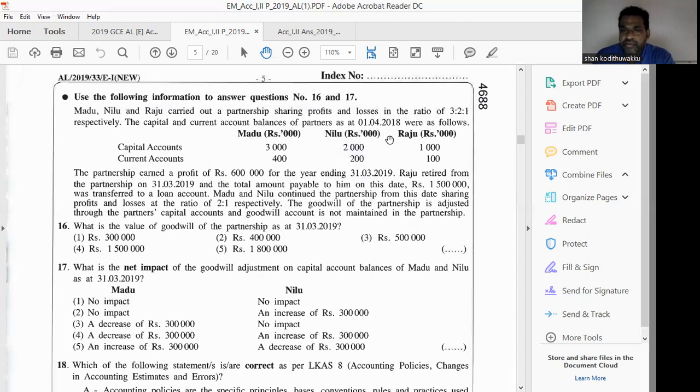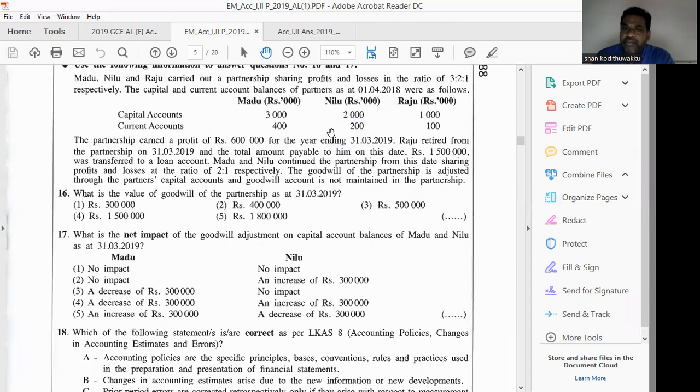Earlier we credited 600 to Nilu. Now depending on the new profit sharing ratio, again we debited Nilu's account 600. Net effect is 0. Now we found that net effect is 0, which means no effect. Then when it comes to the answer for Madhu and Nilu, no effect.